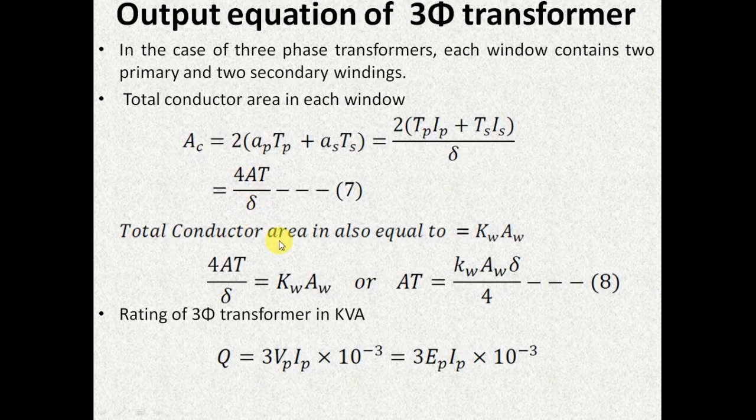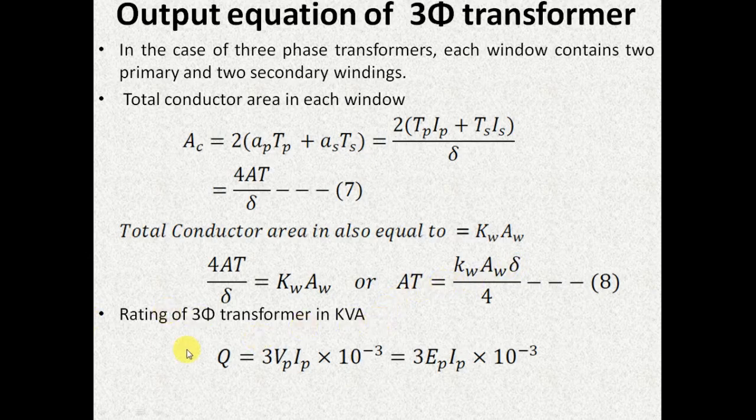Next, from the relation of the window space factor, we very well know that Kw is equal to Ac by Aw. From there, I can write Ac as Kw into Aw. So this relation is also Ac and this relation is also Ac. So we will equate these two. Then we will get the relation like this. From there, I can write AT in terms of Kw, Aw and del.